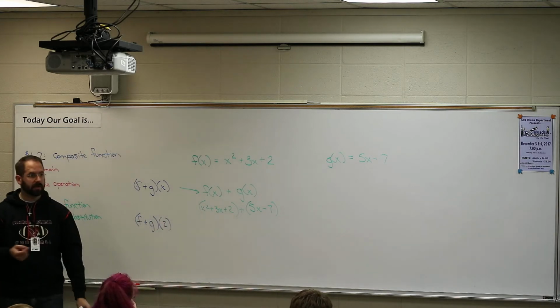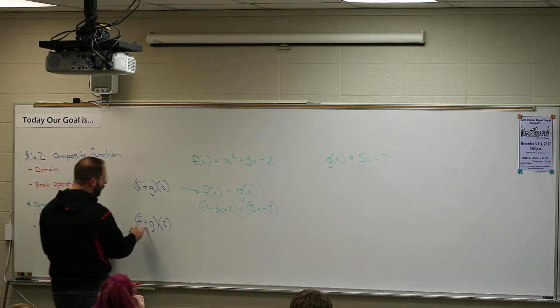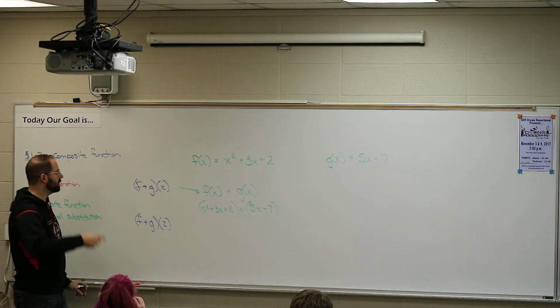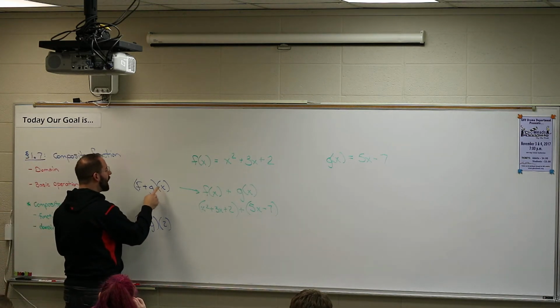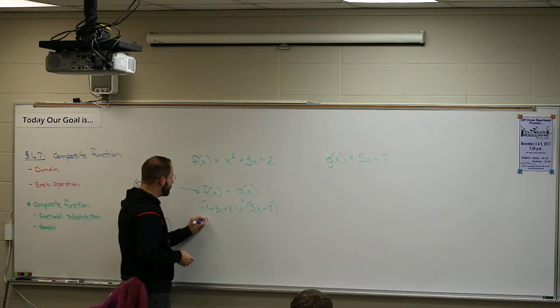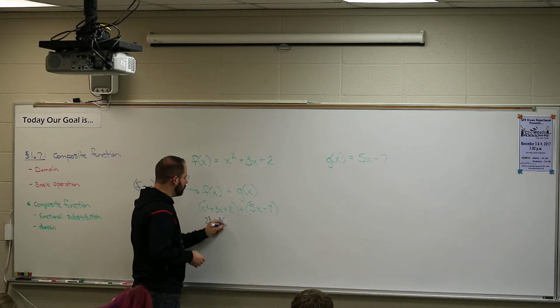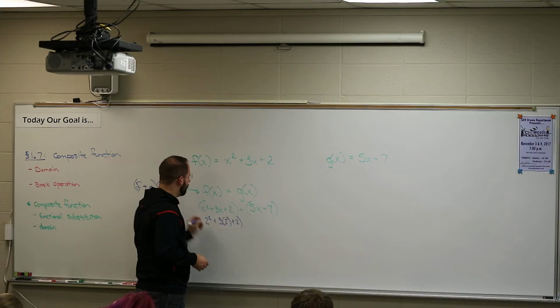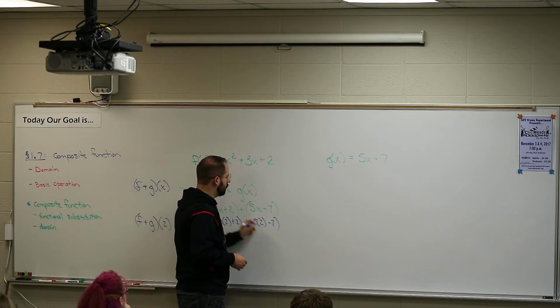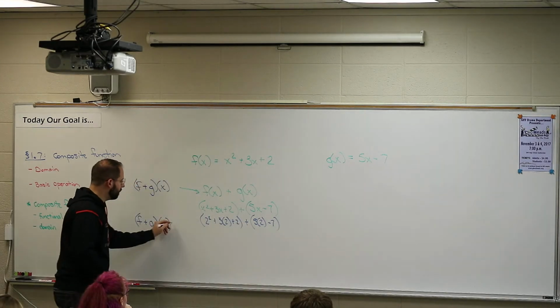Well, now what they want you to do is add the two functions together, but then plug in 2 into it. You're substituting. Instead of using x's now, make every x a 2. That's what they want you to do. So now this is 2 squared plus 3 times 2 plus 2, and then I'm going to add that to 5 times 2 minus 7. Like you're plugging in 2s.